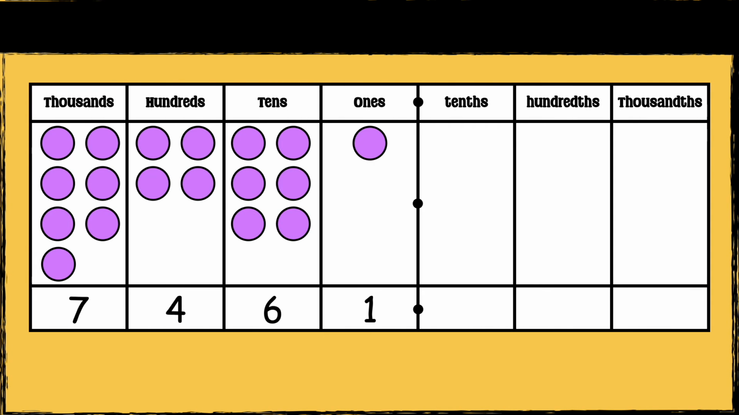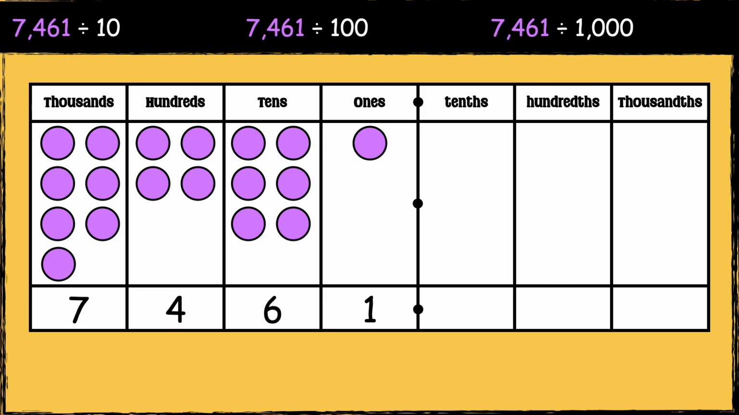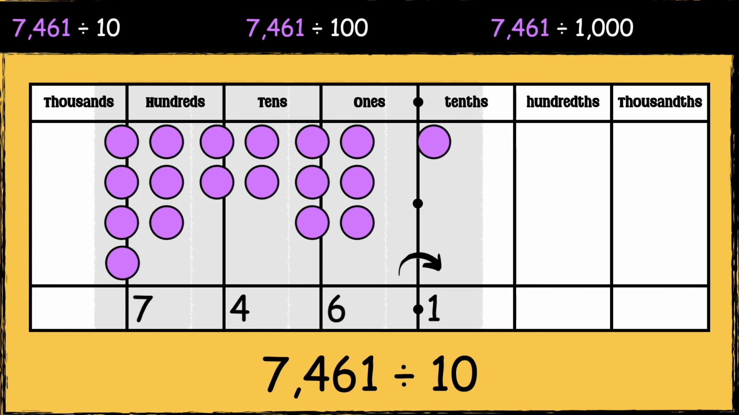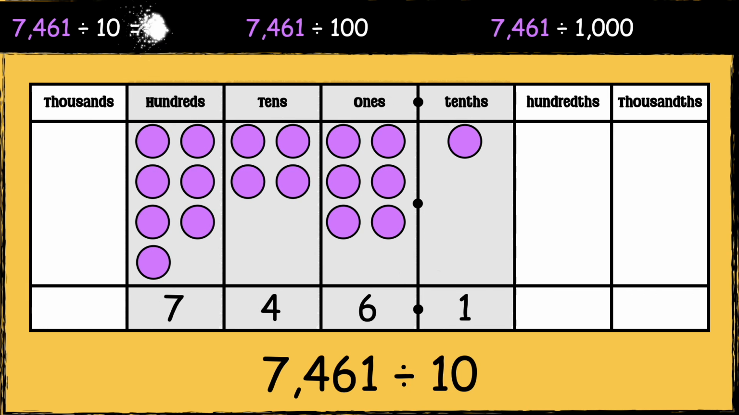Here's the last example. We're going to divide 7,461 by 10, 100 and 1000. Let's start by dividing it by 10. When we divide numbers by 10, we move the digits one place to the right. So it becomes 746.1.